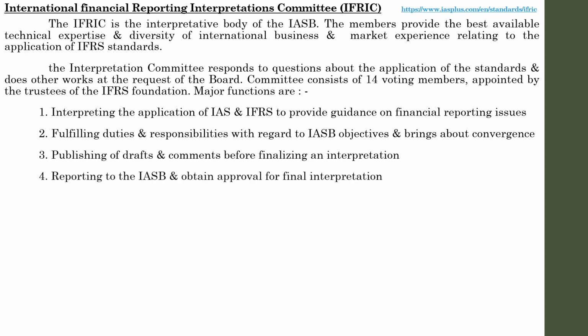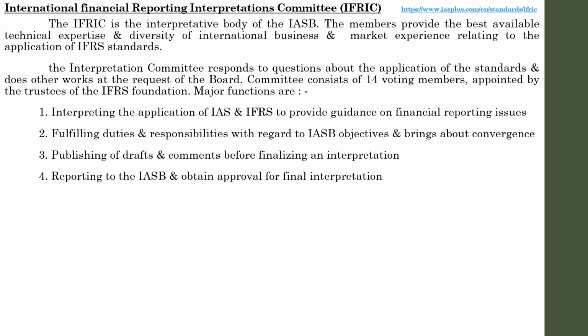And finally, reporting to the IASB and obtaining its approval for the final interpretation. In the previous step, we discussed that before finalizing the standard, it may be provided to various study groups, provided to the public, and published in the journals. After collecting all the feedback from these different groups, a final report is prepared by IFRIC and submitted to the IASB. After analyzing that report, the standard is finally approved and published internationally. That is the procedure, and IFRIC helps the IASB in performing all these roles.